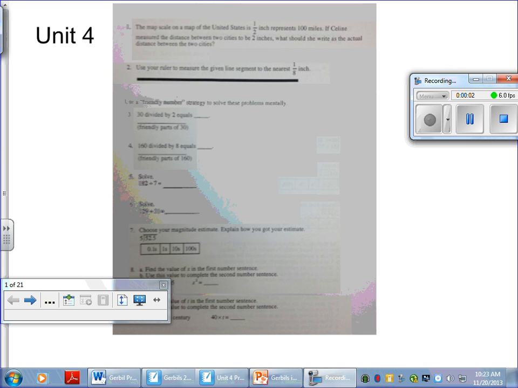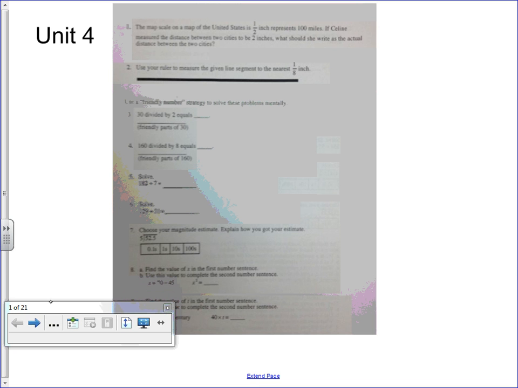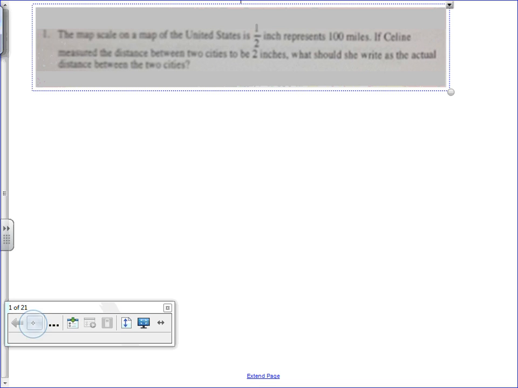All right, we're going to go through the Unit 4 pretest. I want you to check your work with your Unit 4 pretest packet to see how you did. Here's the first page. Problem number 1, it is a little blurry, sorry kids.